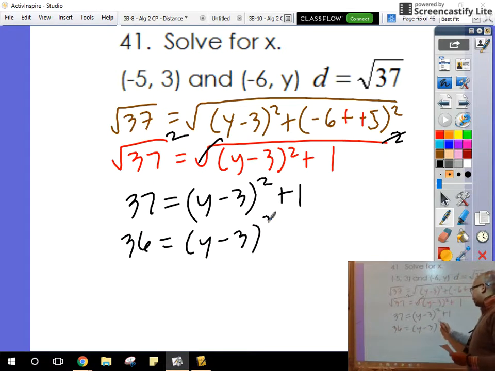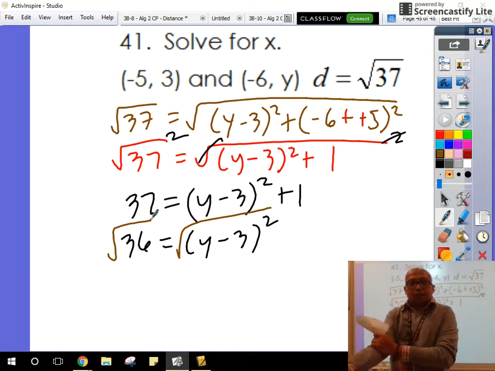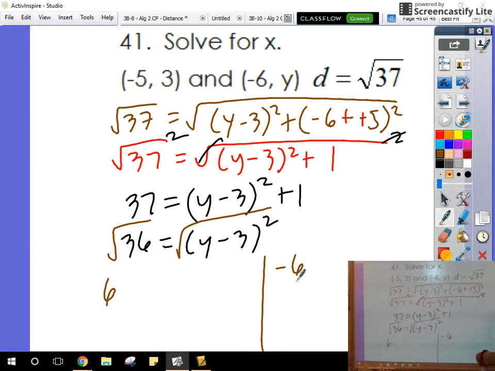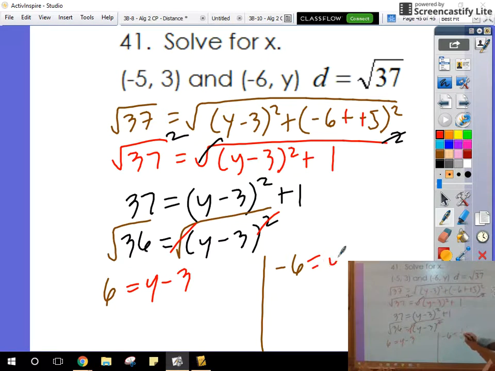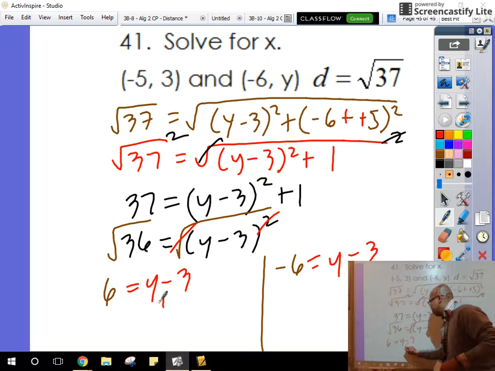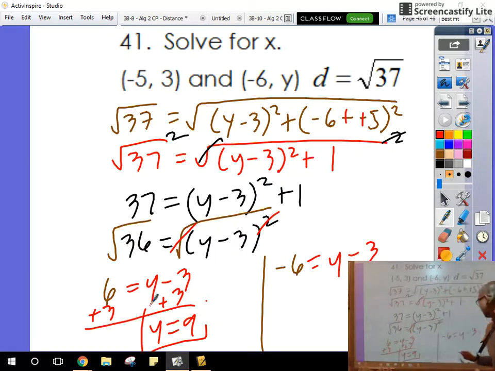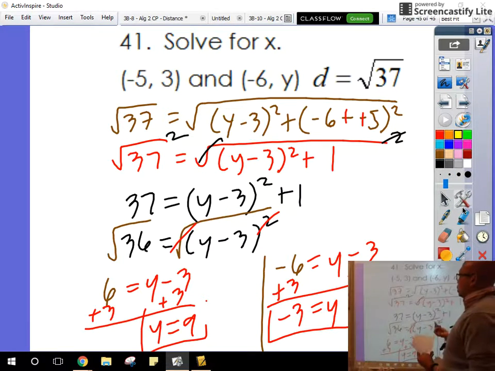Y minus 3 squared. And then take the square root of this, square root of that one. What's the square root of 36? There are two answers, 6 and negative 6. So one is 6 here, one is negative 6 there. Copy the y minus 3 because this will be canceled. Equals y minus 3. So therefore, add 3 on both sides. That will give you y is equal to 9. Add 3 on both sides. Negative 3 is equal to y. 9 and negative 3. And if you apply this in the calculator, you should still get the same answer.